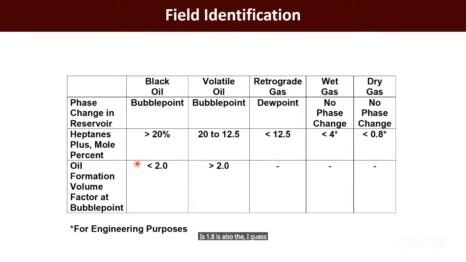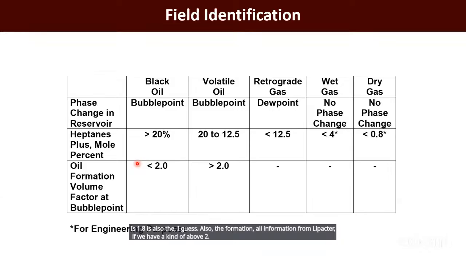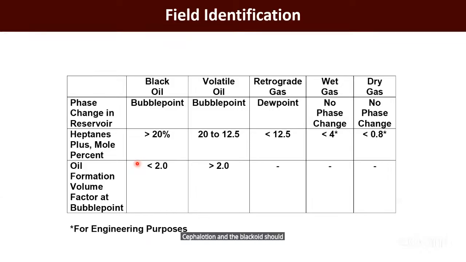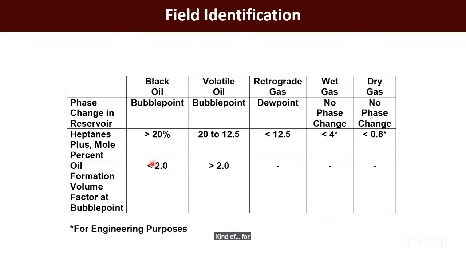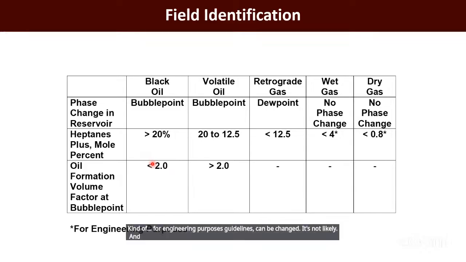Also, the oil formation volume factor: if we have above 2, it's a volatile oil, and the black oil should be below 2. Despite the fact that we have seen black oils with around 2.5 or so, like I mentioned, these are just guidelines for engineering purposes and can change a little bit. It's not likely, and the most accurate way to get it is to perform a complete PVT analysis.